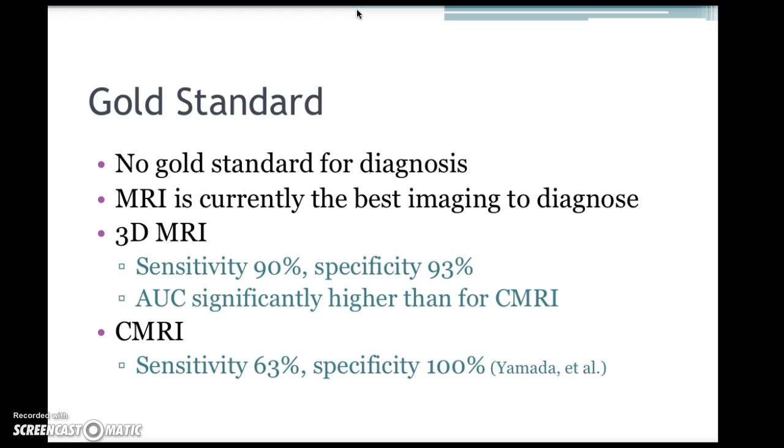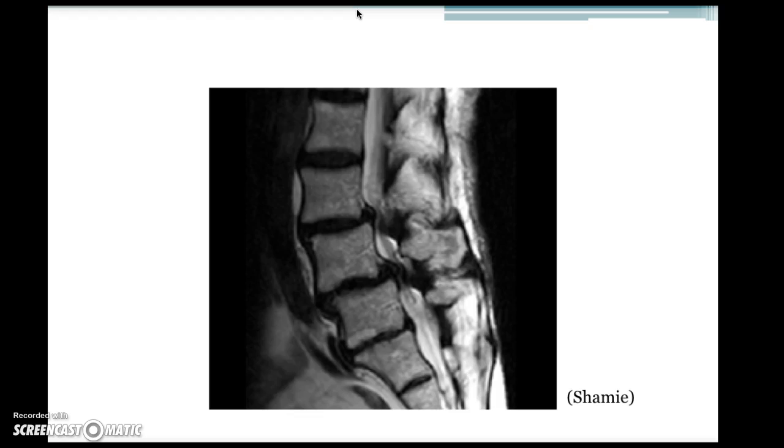The extent of narrowing of the spinal canal correlates poorly with symptom severity, and radiologically significant lumbar stenosis has been found in many asymptomatic individuals. This is an MRI showing severe lumbar spinal stenosis in this area.